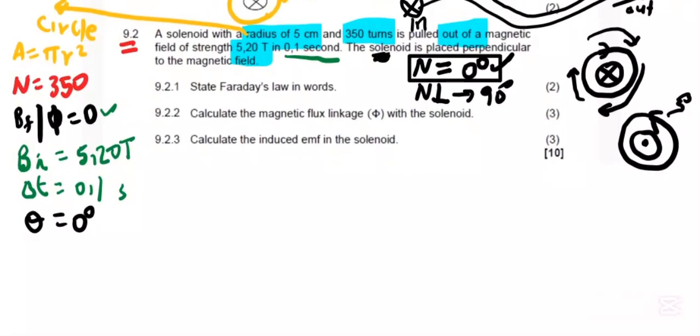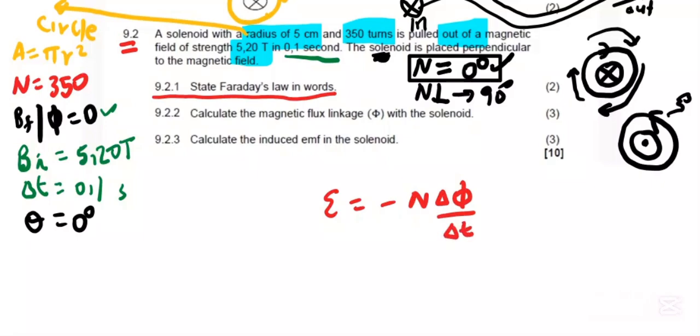The first question says state Faraday's law in words. Faraday's law says that the induced EMF is directly proportional to the rate of change in magnetic flux. So the induced EMF is directly proportional to the rate of change in magnetic flux. This is the change in magnetic flux.